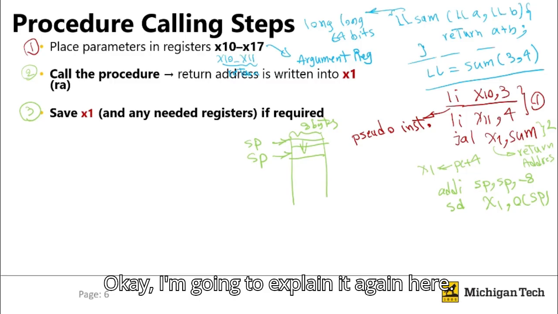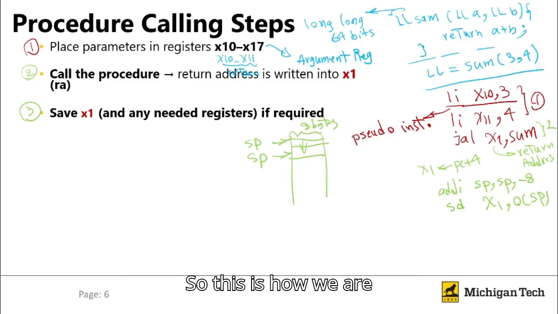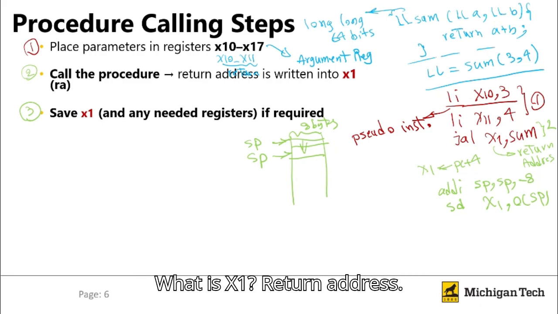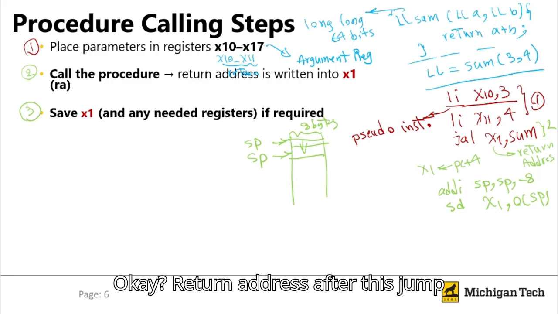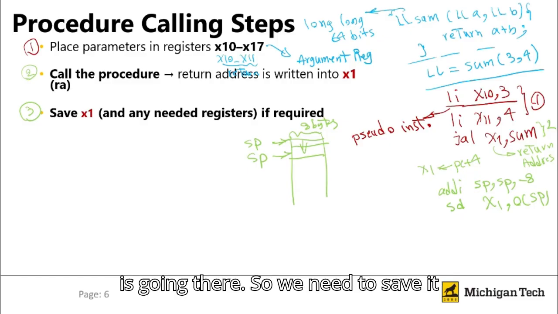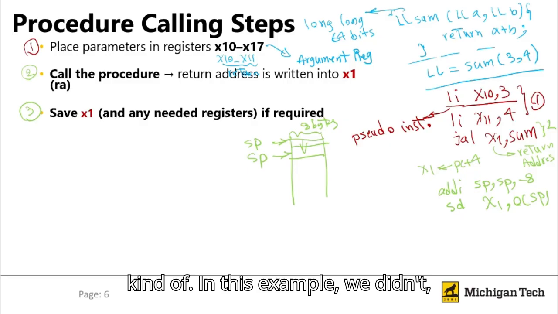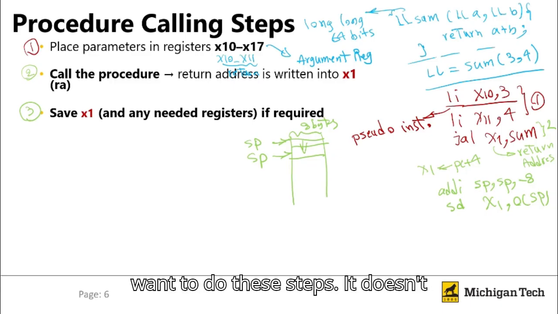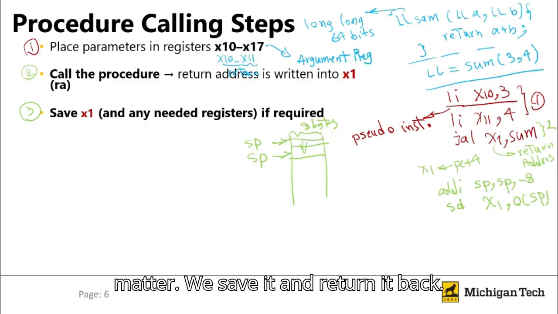Okay, I'm going to explain it again here. So this is how we are working with the stack. What we want to put in the stack is x1. What is x1? Return address. The return address after this jump is going there. So we need to save it. In this example we don't need to do that, but we want to do these steps. Doesn't matter. We save it and return it back.